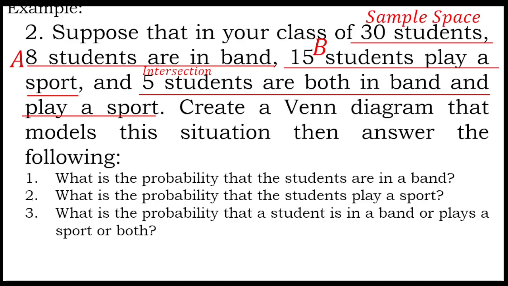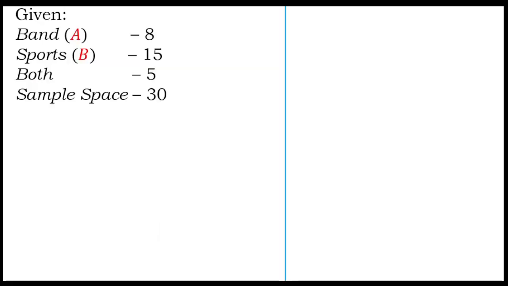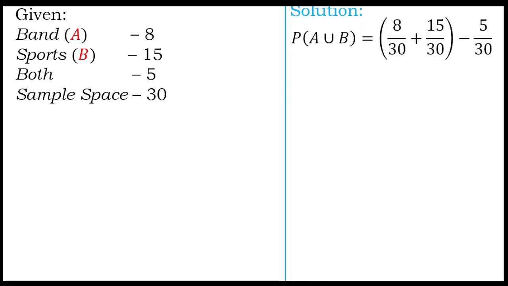Yun yung mga nasa band. Number 2, ang sagot natin 15 over 30. Yun yung mga nasa sport. So, doon nanggaling yung 8 over 30 plus 15 over 30. Now, next, nasan galing yung 5 over 30?